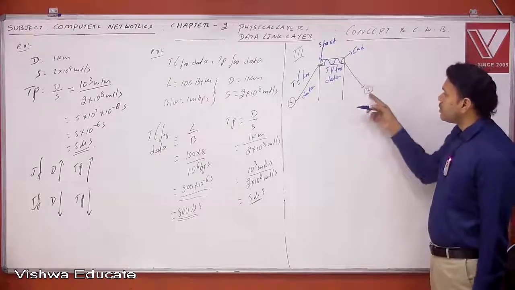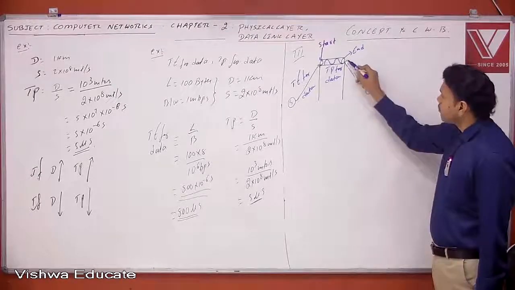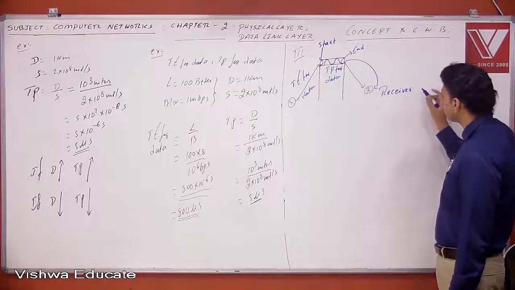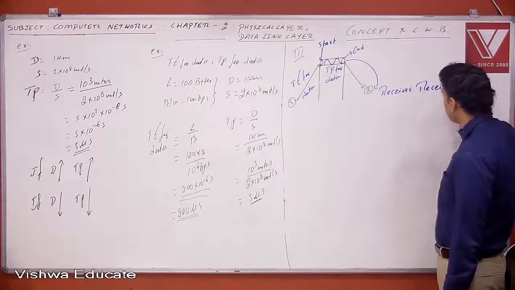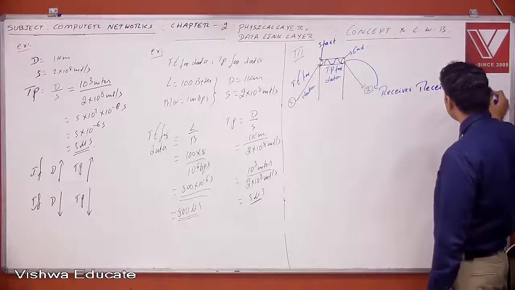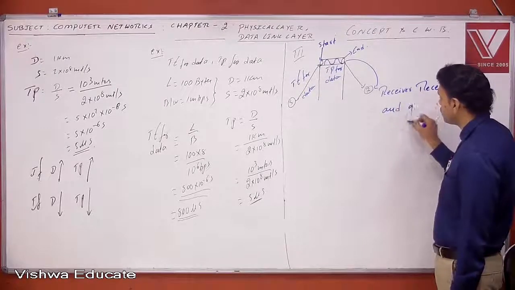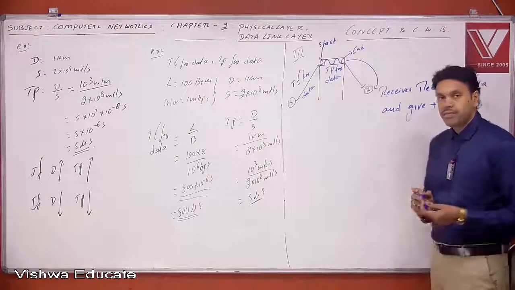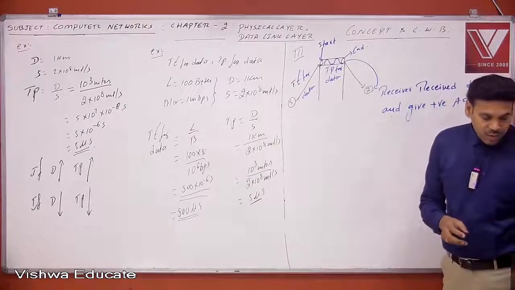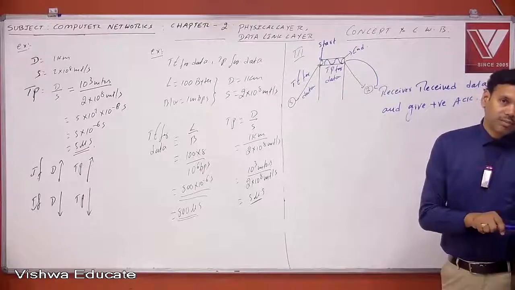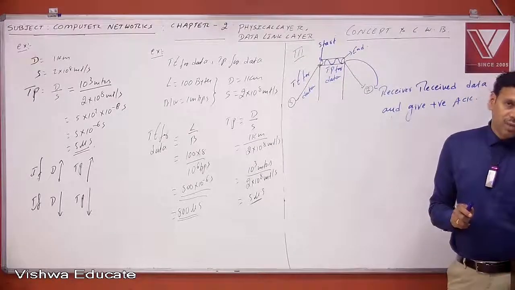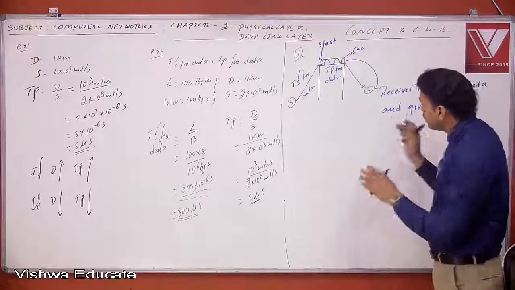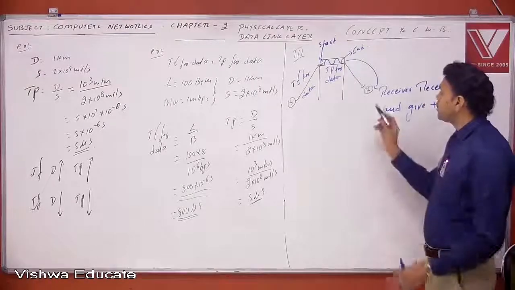Once data has reached the receiver, it receives the data and gives a positive acknowledgement. So, what is a positive acknowledgement? If at all the frame or a packet or a message has correctly arrived, then he will give what? A positive acknowledgement.